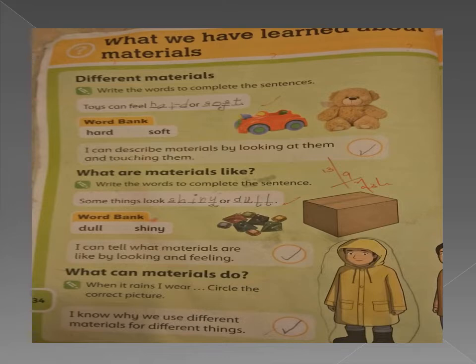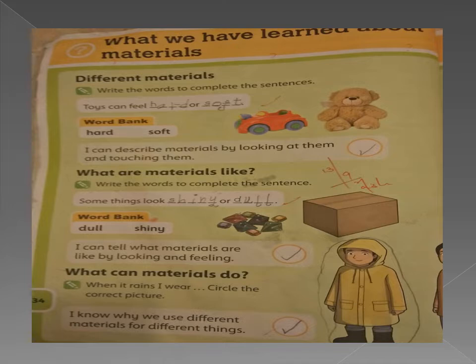Write the words to complete the sentences. Toys can feel dash or dash. As you can see in the picture, there are 2 toys. One is a teddy bear and the other is a car. The teddy bear is very soft. By touching the teddy bear or by looking at it, we can tell that it is soft.